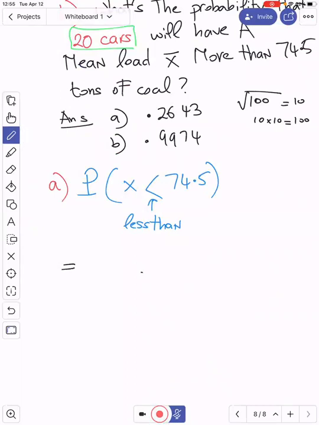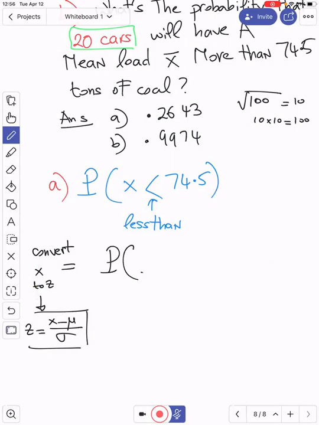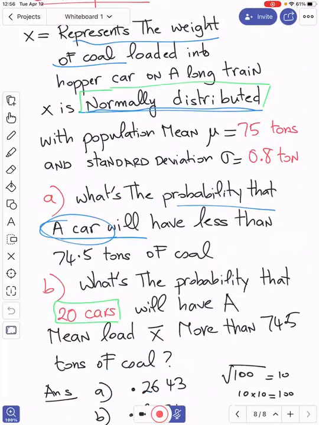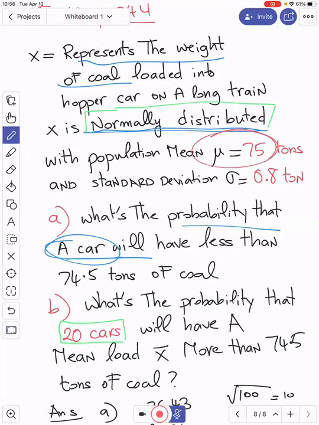So we convert X to Z. To convert X to Z, we use X minus mu over sigma, just sigma, when you convert X to Z. So the probability will be in terms of the variable Z, and we need to convert this value of X, 74.5, to a value of Z. That's 74.5, your X, minus mu. In this problem, mu is 75, right here.